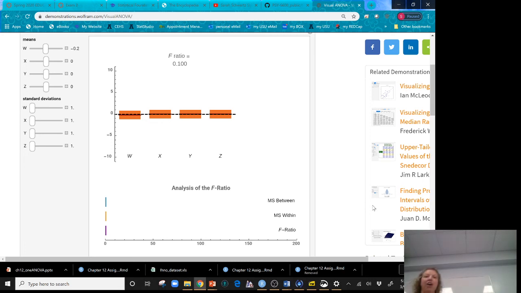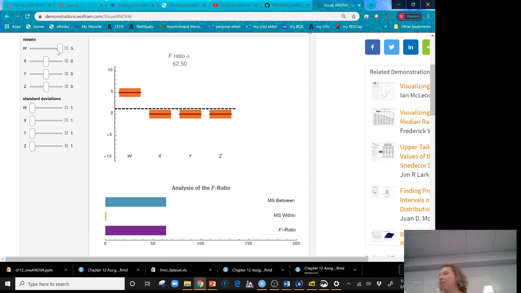What would happen if I made, let's make this group, let's put it all the way up to 5. There we go. What increased? Mean squared between. Now there is a bigger difference between these red lines. Those red lines are the group averages. What happened to the group averages? Instead of being all the same, we now have variation in the group averages. One group is high, and all three of the other ones, I've kept it simple, are low. There is now variation in the group averages.